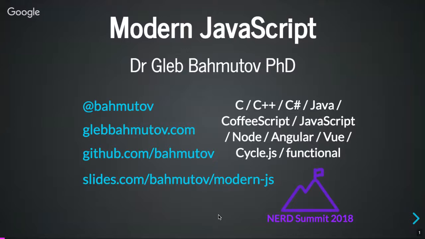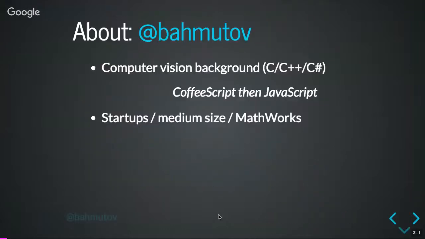I've been doing a lot of C and C++ and C# and Java back in the day, but I transitioned to JavaScript, and you'll see why. I hope to convince you that you should consider JavaScript a serious language that can do everything that you're thinking of doing in your professional career. My background was in computer vision, so I've been doing laser scanners, image stitching, and so on. I've worked at small companies and large companies.